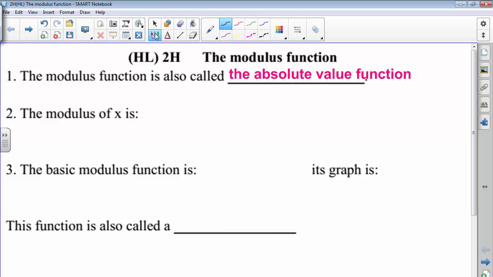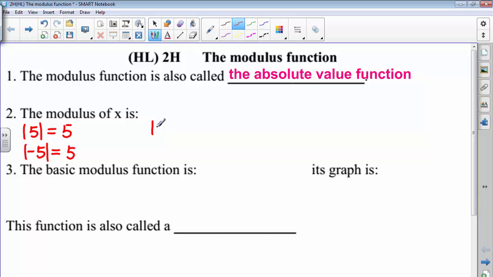The modulus of x is... okay, let's look at what is the modulus of 5. We know these two slashes always make any number positive. So the modulus, or we can say the absolute value, of 5 is 5. The modulus of negative 5, or the absolute value of negative 5, is still 5.